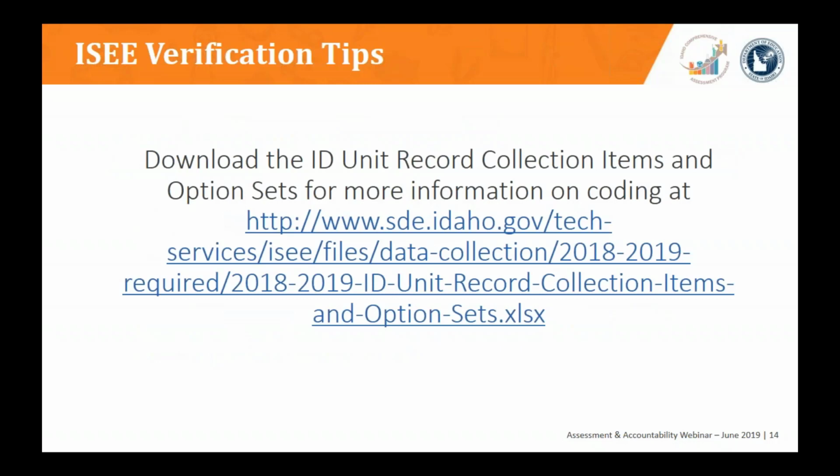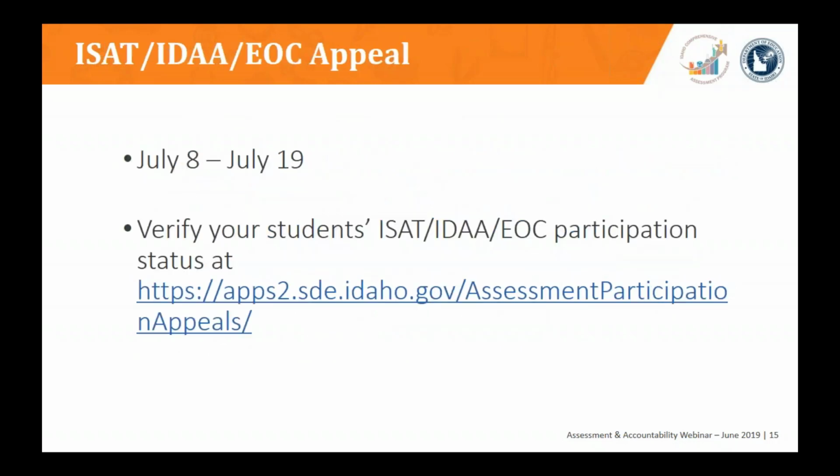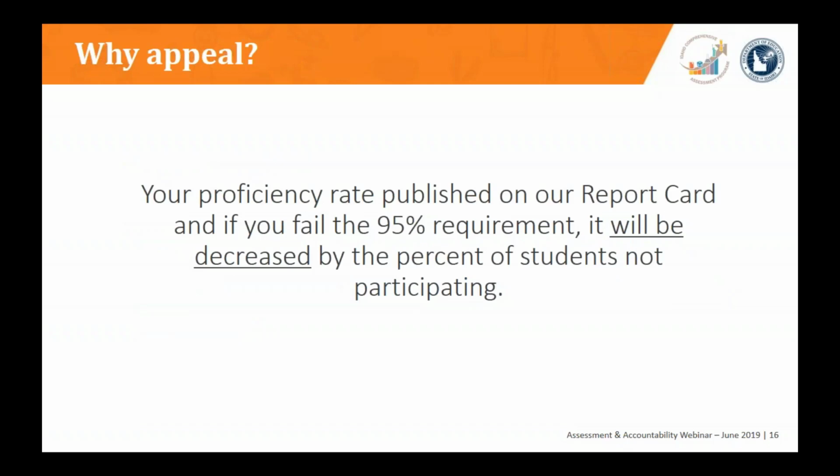As Kevin mentioned, we have the ISAT appeals window opening July 8th, and July 19th, it closes at 5 p.m. This is an opportunity to verify your students' participation in the ISAT, the alternate assessments, and the end of course assessment. Reviewing your participation rate is critical. 95% of eligible students must participate in these assessments. If they don't, your proficiency rate will be impacted by the percent of students not participating.